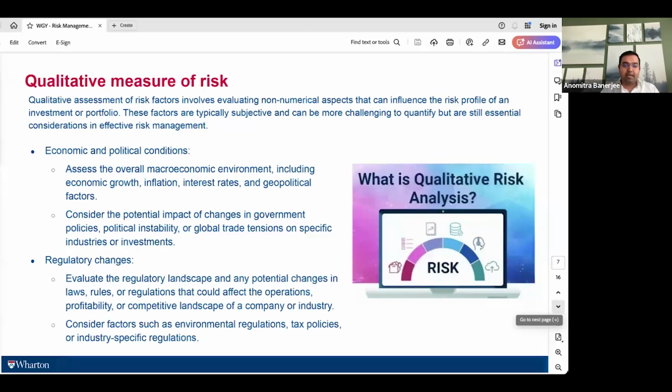Like, say, for example, if a country is at war, right? What happens then? What are the political conditions of doing business in that country, right? So these are the questions that you need to ask, and then ascertain the value of risk that you would give for that, right?